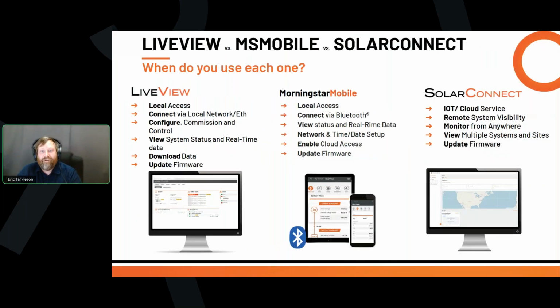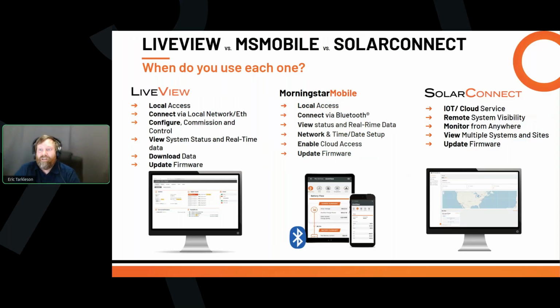So let's look at what that means in a bit more detail here. With LiveView, you're going to use that on site for local access. You're going to connect to LiveView that's served inside of our devices through your local network. So specifically, plug in the Ethernet cable into your computer and you're good to go. You use LiveView for configuring, commissioning, and control of your system. And you can also view your system status and real-time data on the spot. You can also download data and update firmware.